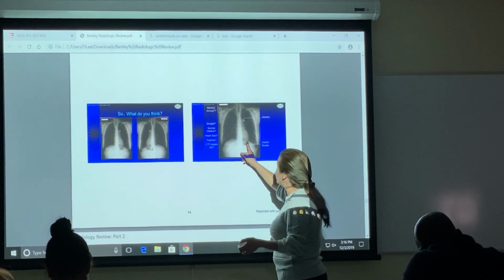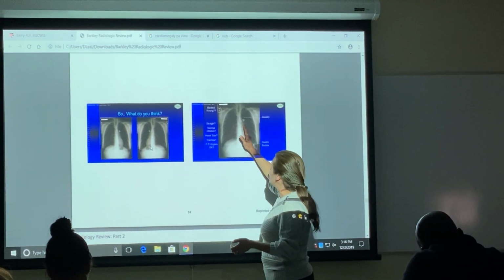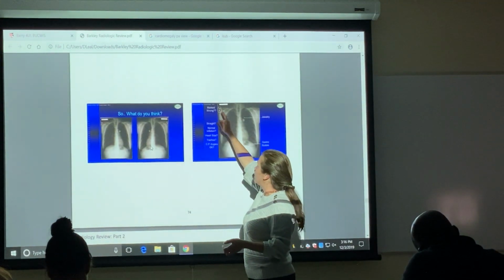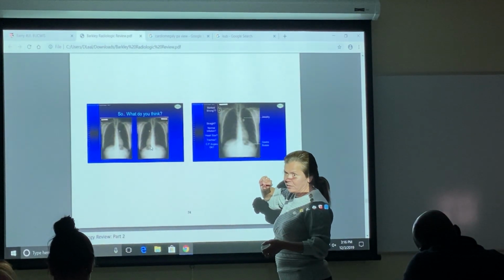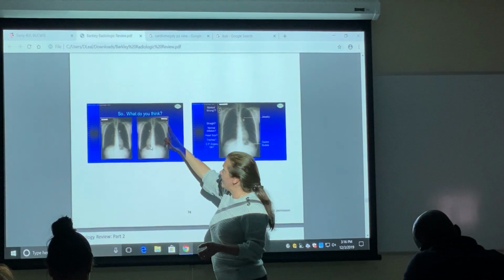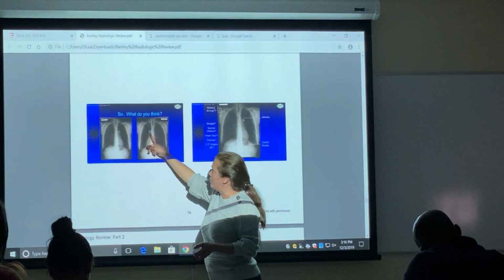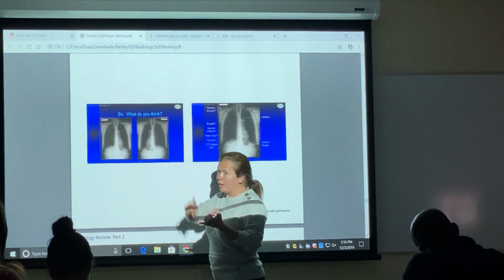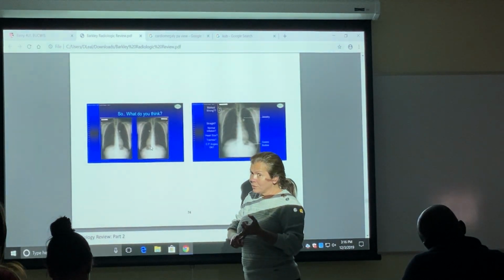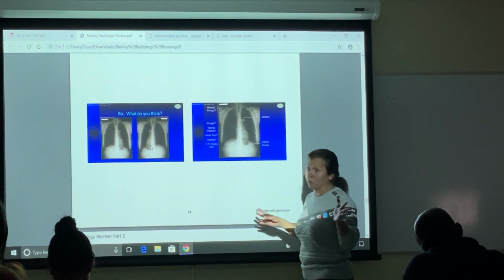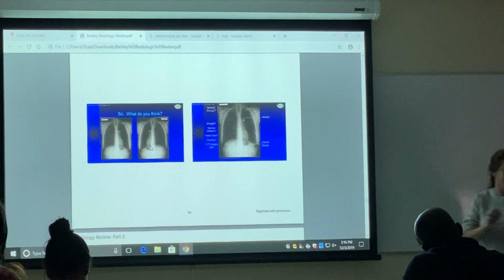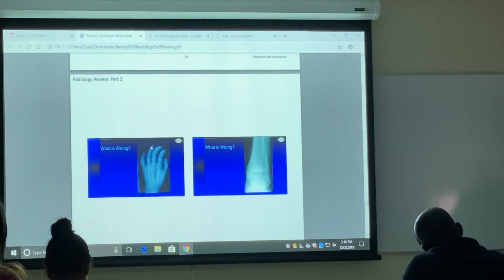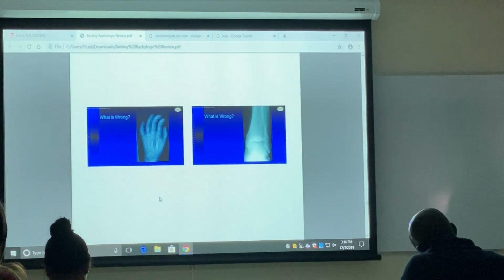So the gastric bubble should be on the left, the heart should be on the left. So why is this marked left and not right? Same here. Why is this marked left if the gastric bubble and the heart are on the right? So 1 is marked wrong. 2, you have dextrocardia with situs inversus. That's the only thing that I can think of from that slide. So what's wrong there?